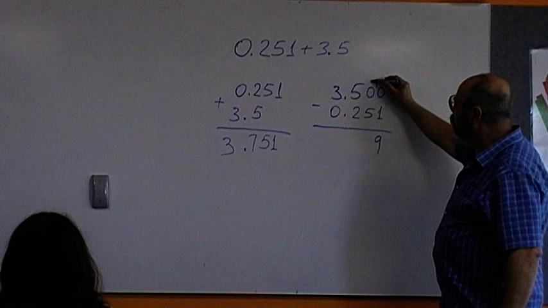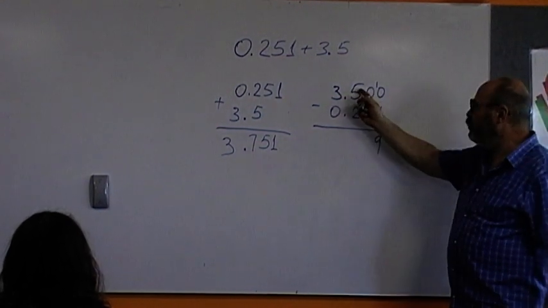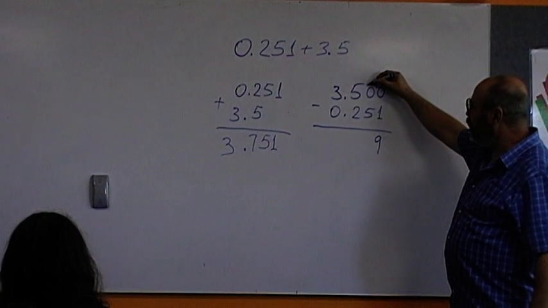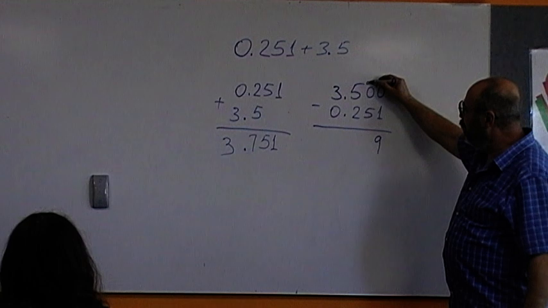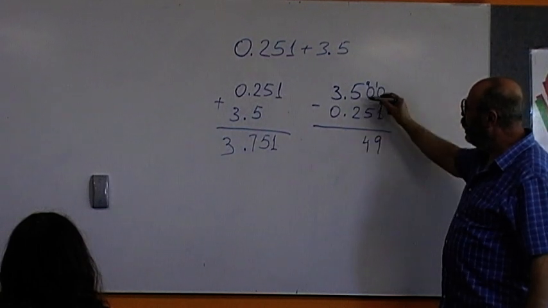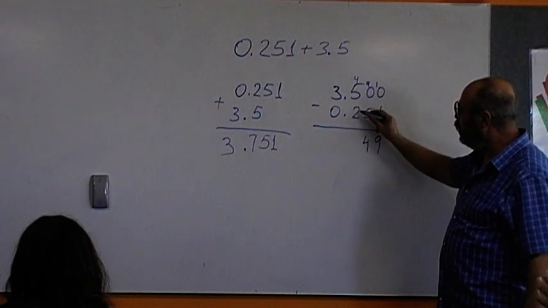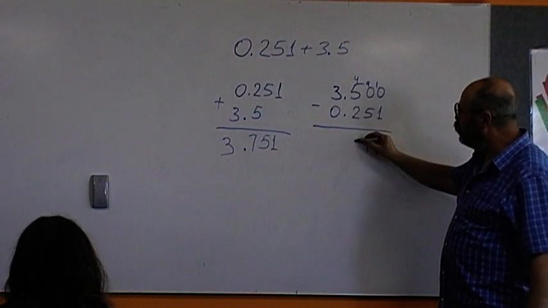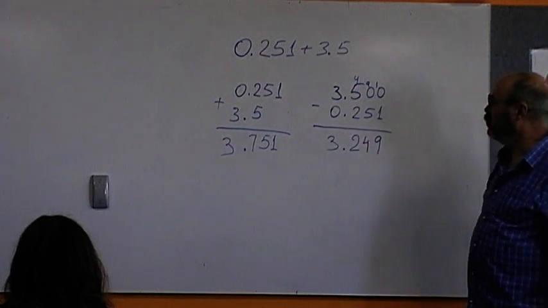When we borrowed from here, we don't have anything, so we need to borrow 1 from here, which makes it 10, and we borrowed 1, so we have 9 here, minus 5, 4. And we borrowed 1 from here, so we have 4 here, now minus 2 is 2, and 3 minus 0 is 3.